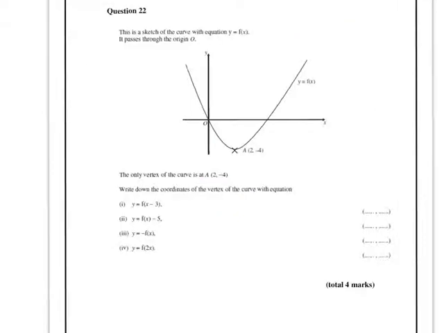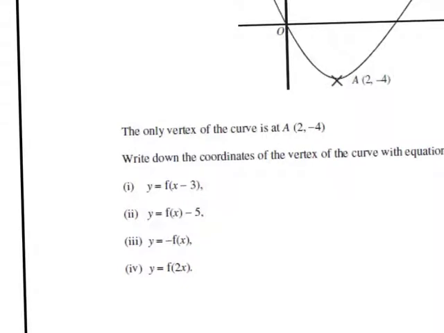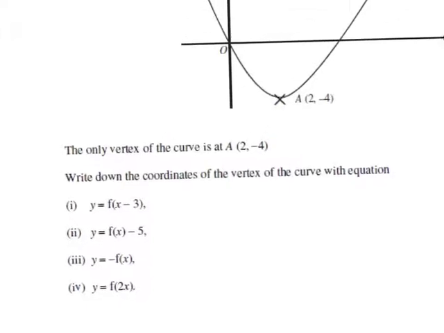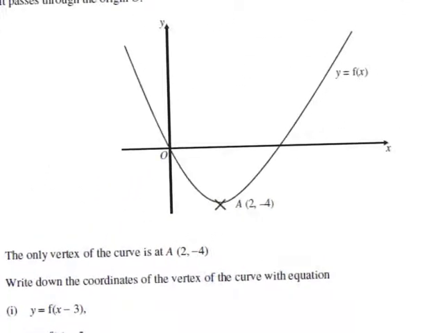Okay, question 22 is about transformations of graphs. So we're going to be able to transform this graph in a variety of different ways, and when we transform it, the point A will move. Okay, so we're going to zoom in a little bit. First of all, we're going to look at y equals f of x minus 3 in brackets. Now when we have f of x minus 3, that means we are going to move the entire graph to the right 3 spaces. Okay, so just to try that out, we're going to move this entire graph 3 spaces along.